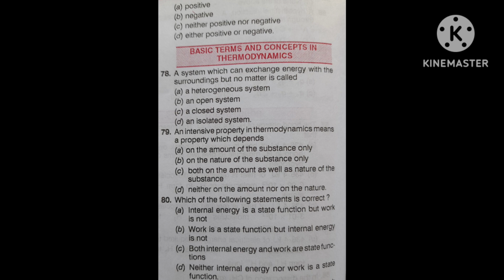Its correct answer is on the nature of the substance only. Correct? This is a direct definition of intensive properties. And extensive property will depend on amount. Extensive properties depend on amount, but intensive property will depend on the nature of the substance only. Hence, the correct option is B.